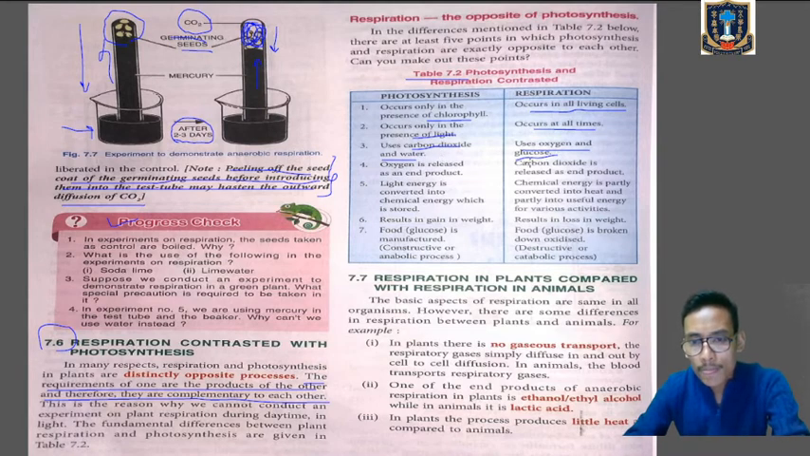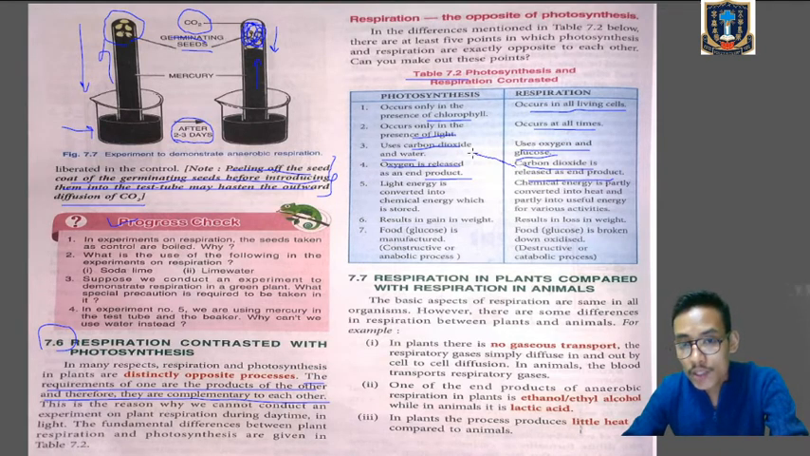So here you can see that during respiration carbon dioxide will be produced, and that carbon dioxide given out during respiration is being used for the process of photosynthesis. You can also see that during photosynthesis oxygen is released as the byproduct or end product, and that oxygen produced during photosynthesis is being utilized for the process of respiration. So carbon dioxide released is used during photosynthesis, and oxygen produced during photosynthesis is used for respiration.